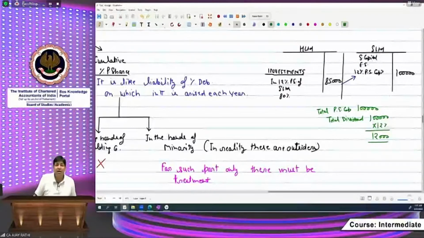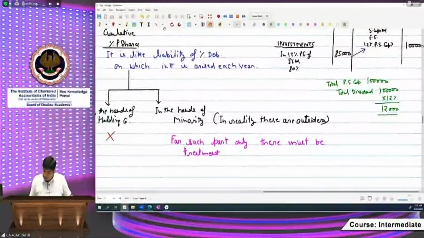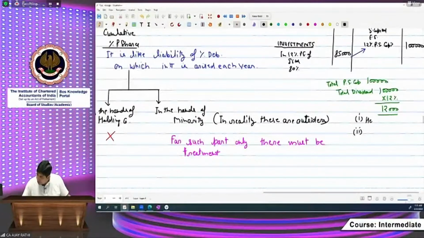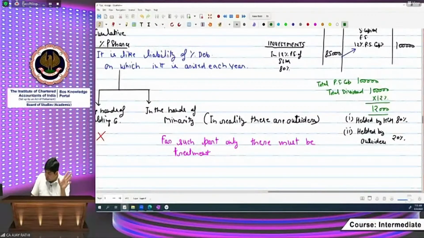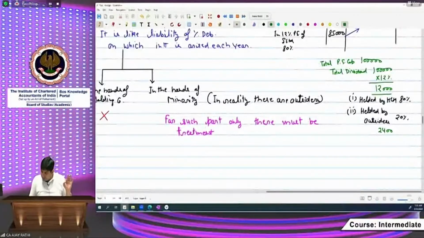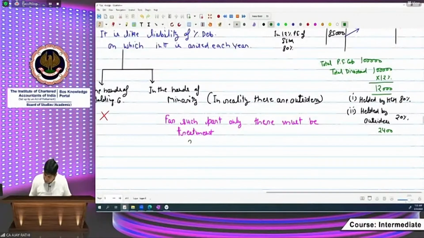But all the shares have not been held by us. Out of such 12,000, the minority part is there, that is 20%. So in this case, there are two parts. Held by H Limited, that is 80%, and held by outsiders, that is minority, that is 20%. Although for the company they are insiders, because they are shareholders, I am talking about it just for clarity of the concept. 20%, the amount belonging to those outsiders, is 2,400. So I am talking about what is in the hands of the minority outsiders, which is 2,400. So I am taking here the figure, that is 2,400.